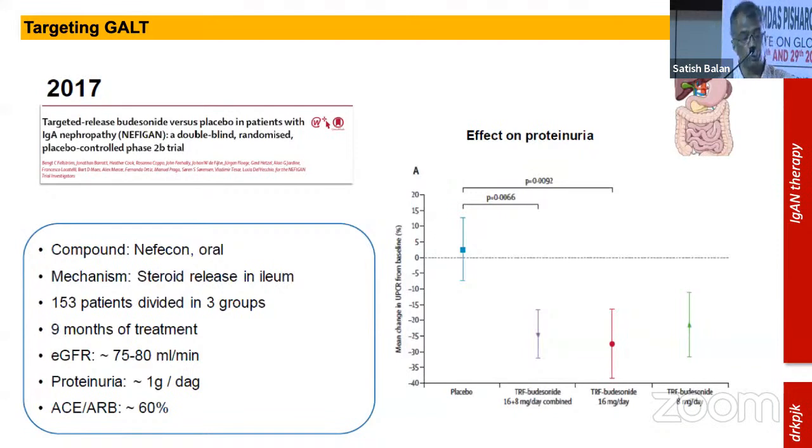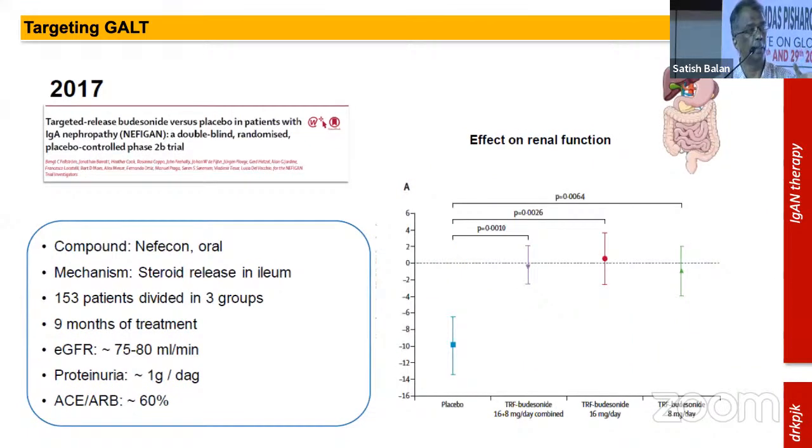Now they are moving to the Nefigat study with a newer protocol with 16 milligram. The result has not come, but the initial report says that 1 year after this study, proteinuria has definitely come down by 27%, and the GFR is preserved by roughly 8%. So probably in the future, by next year or so, we may get good results of this Nefigat study. So these are the studies with budesonide, that is silencing the B cells in the Peyer's patches.